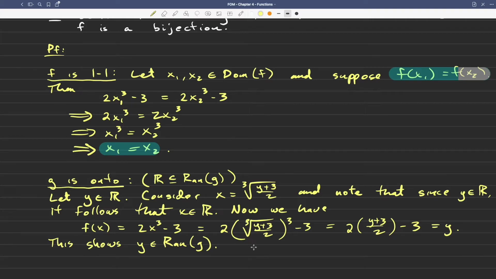And so now we've done what we needed to do because we started with an arbitrary element in the reals and we showed that that very same element's in the range. So that is what you need to argue that the reals are contained in the range. And then that proves you got a bijection because the function's both one-to-one and onto.